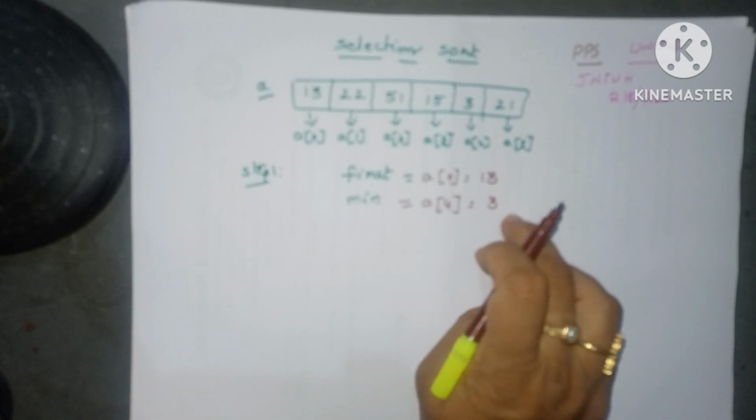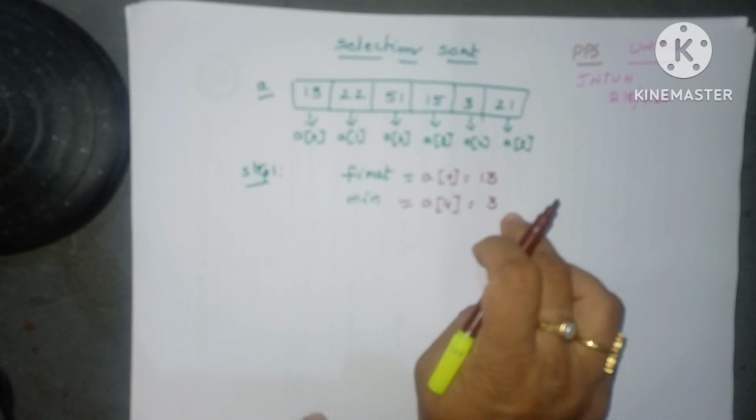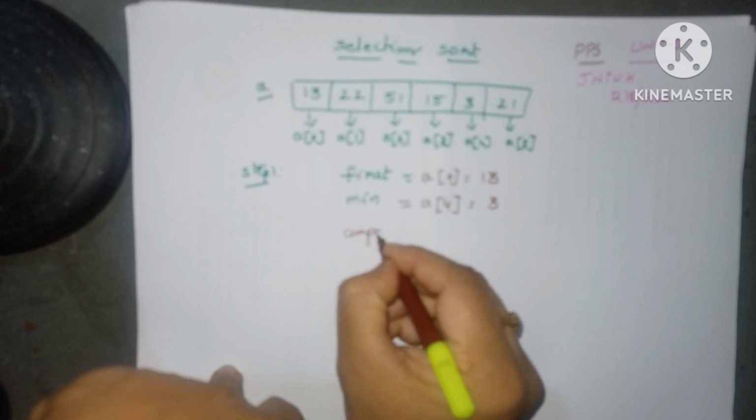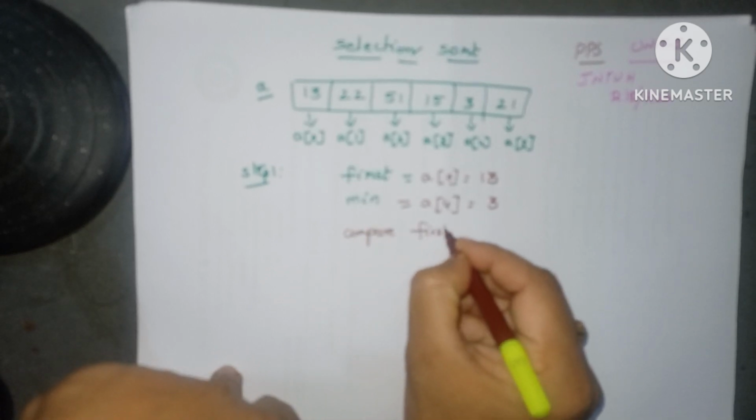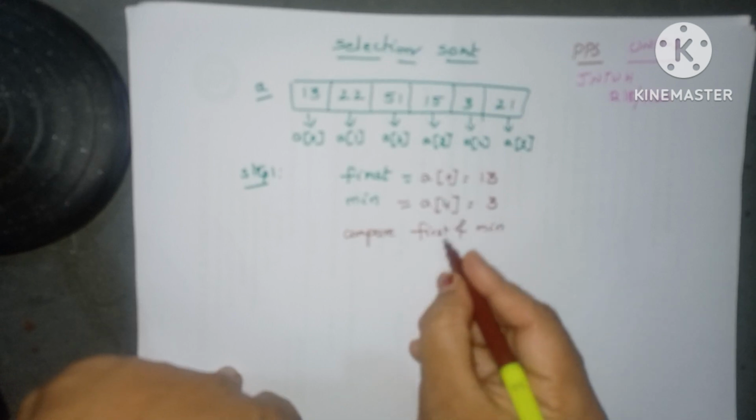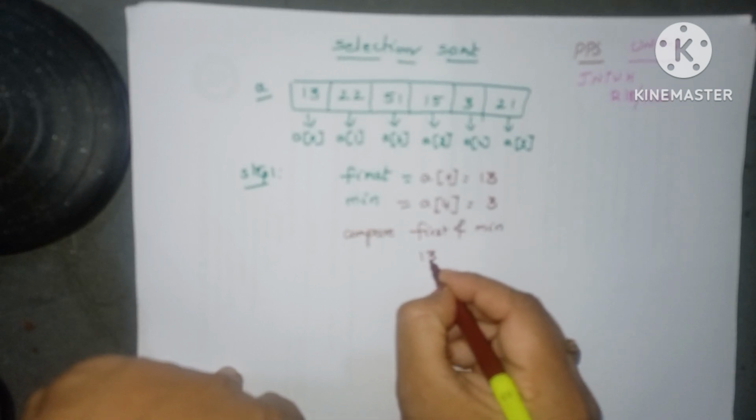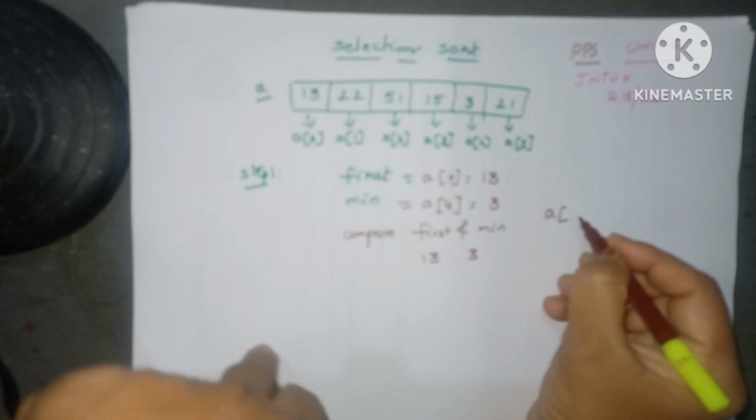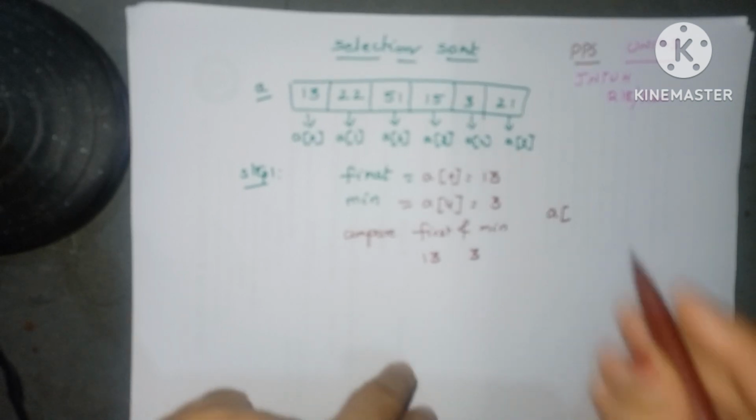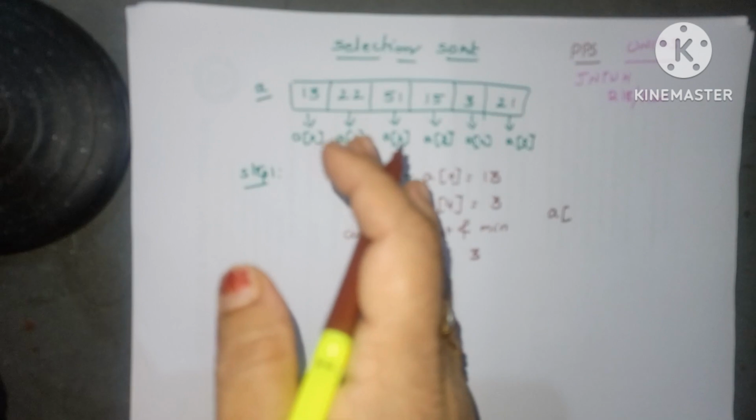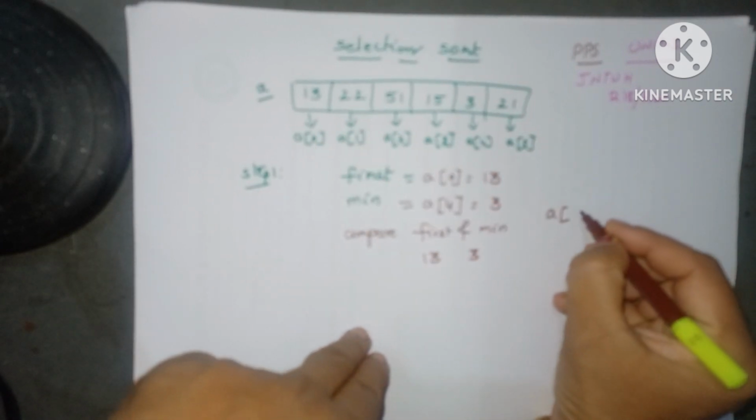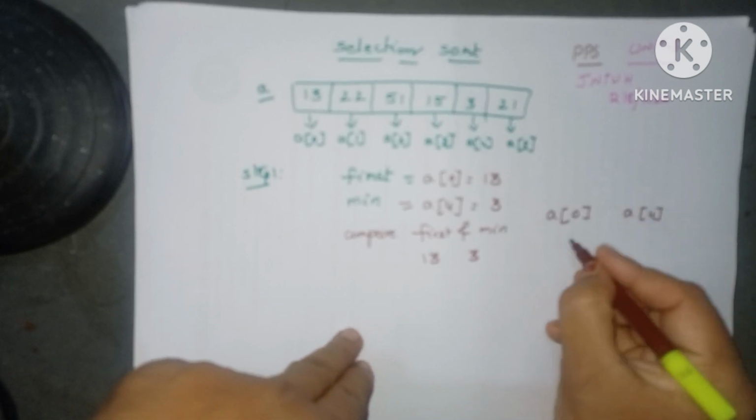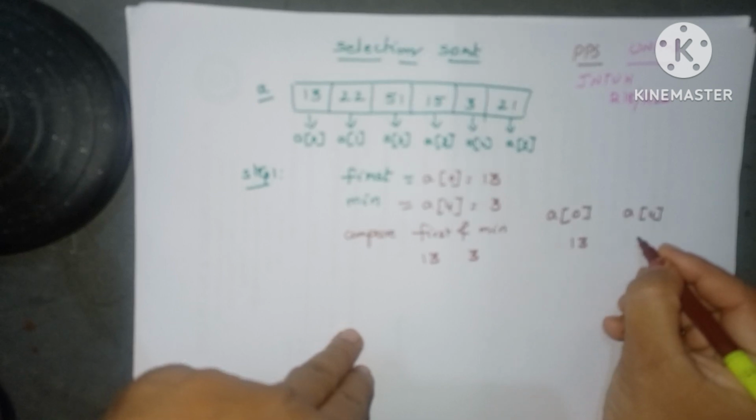So the first element is 13 and the minimum element is 3. Then compare the first element and the minimum element. Because we want to arrange all the elements in sorted order, which means ascending order, the smallest element is always in the first position. So compare A of 0, which is 13, with A of 4, which is 3.